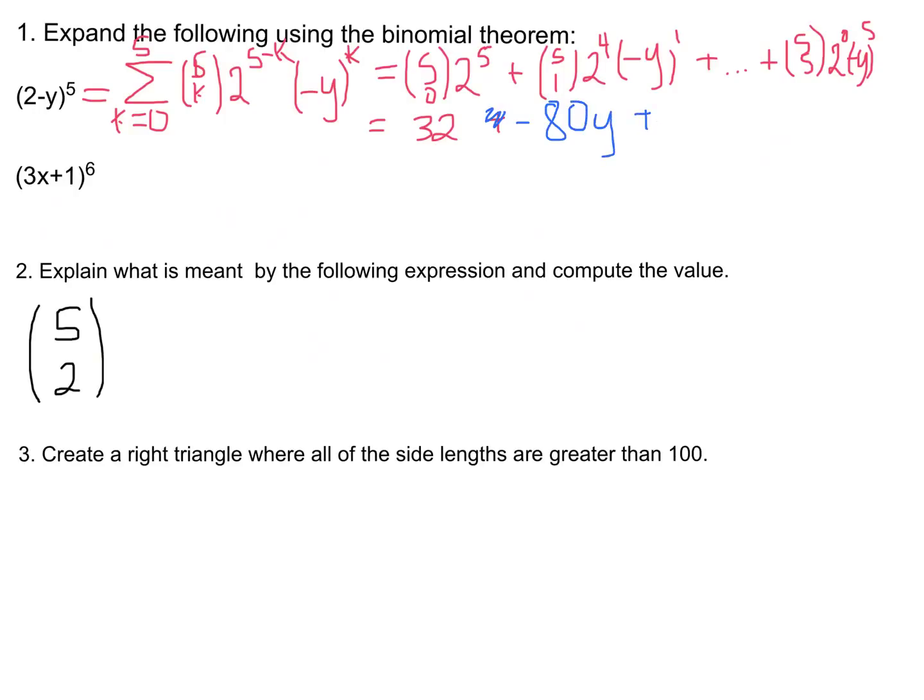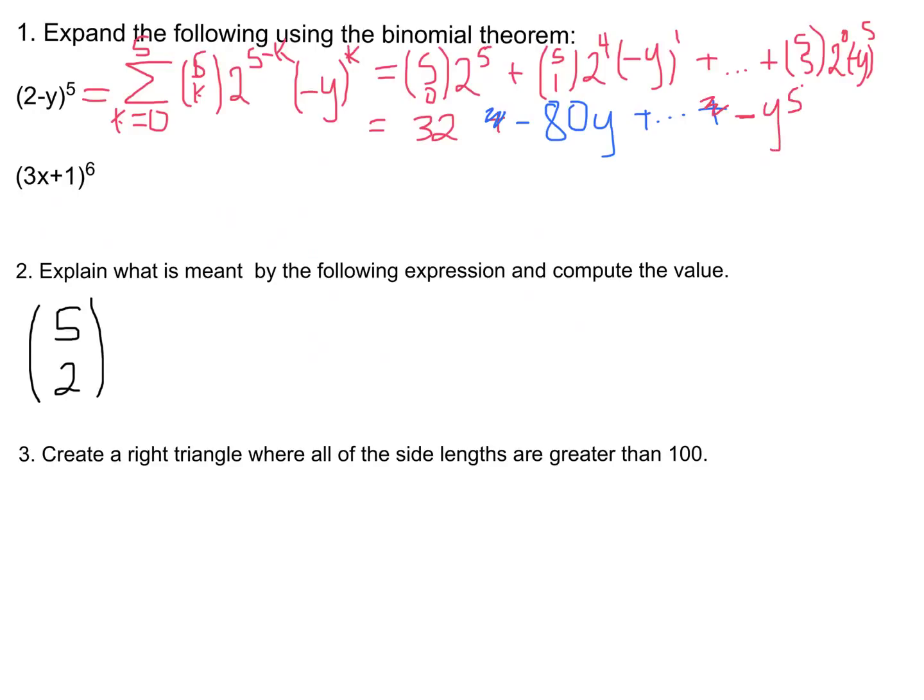And I can fast forward all the way. Of course, you want to do the whole thing to the last term. 5 choose 5 is 1. 2 to the 0 is 1. So 1 times 1 is 1. And then we have negative y to the 5th. So again, any negative number to an odd power is going to be negative. So I want to make sure I cancel out that positive and put a negative y to the 5th power.